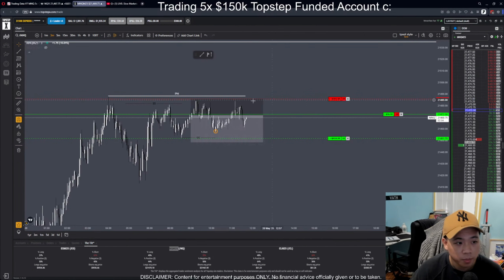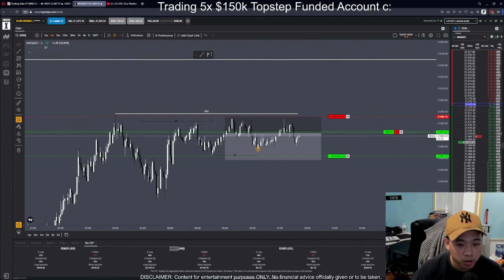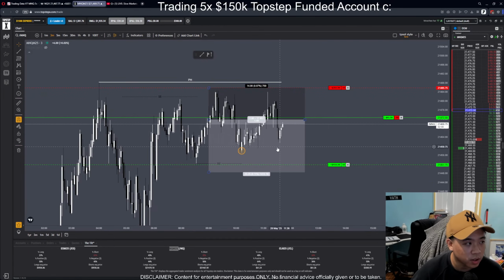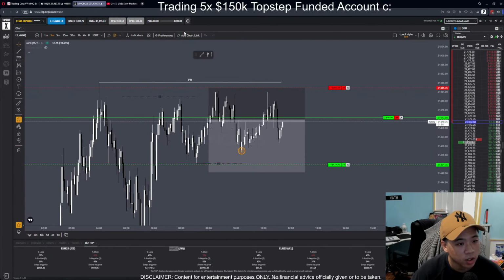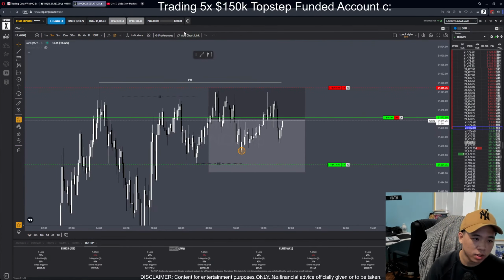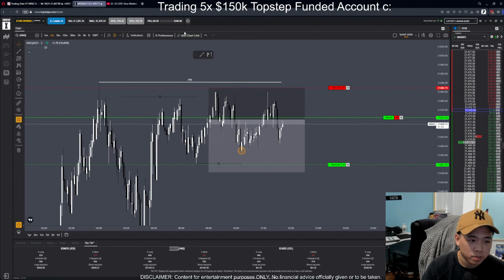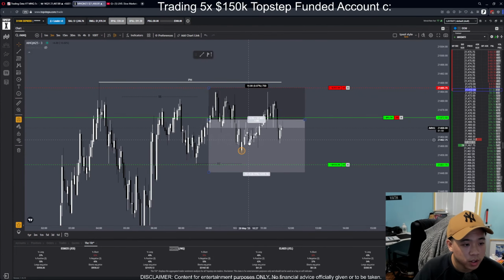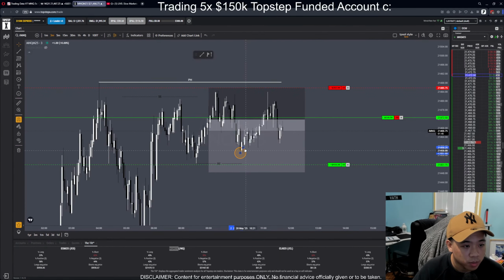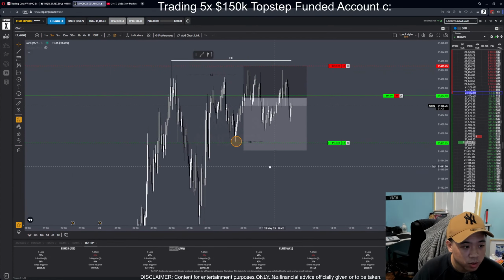A lot of multiple scale ins and scale outs for this trade here, which is something I should probably reflect on. As we didn't put a new high, this low is to be targeted as a point of price action, and therefore this low as well. We'll see what happens here.